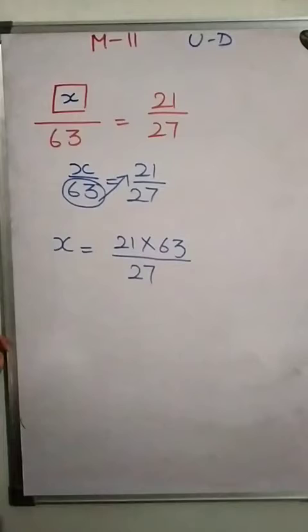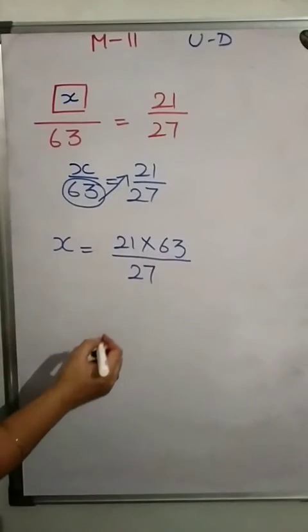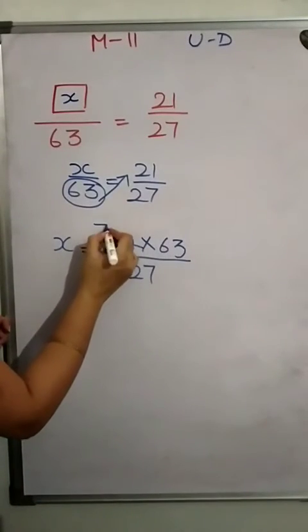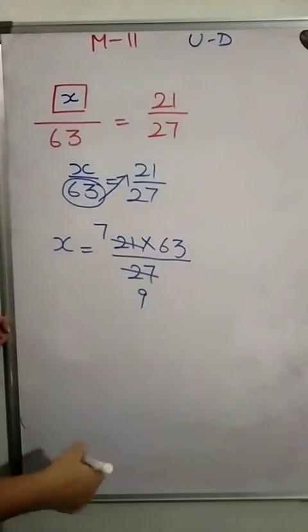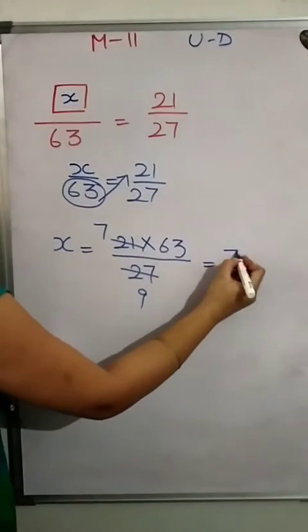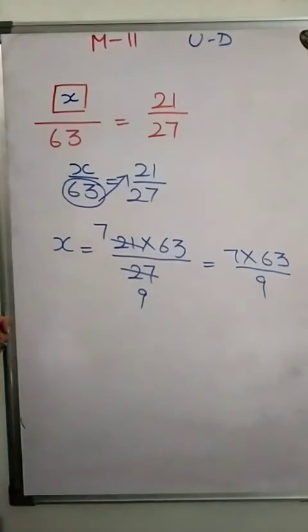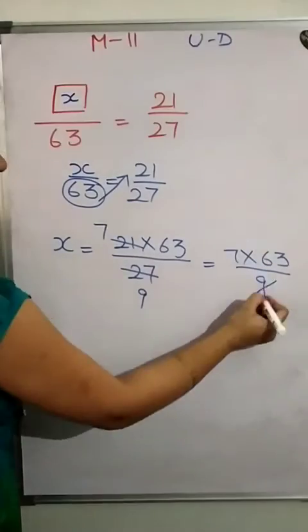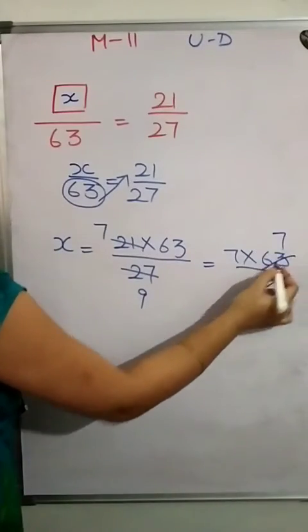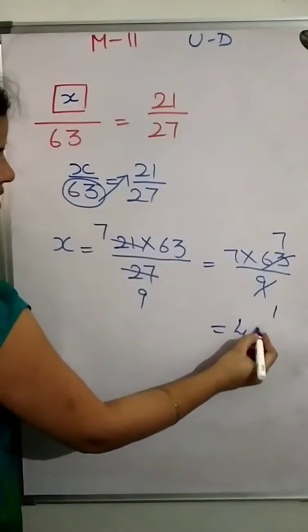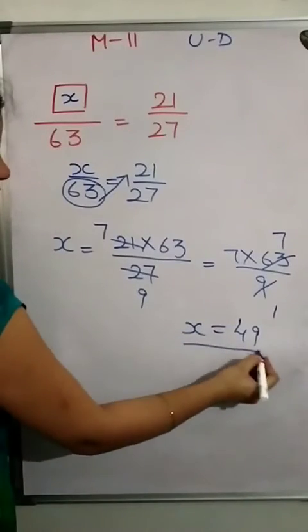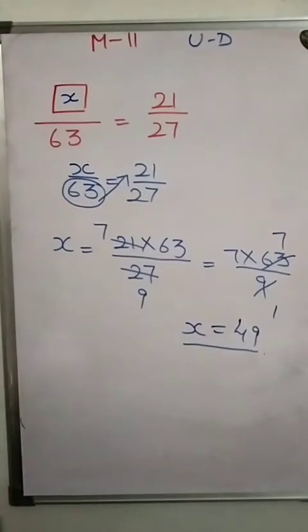Now can we cut? Yes, we can cut. If we cut them, 3 9s. Then further also we can cut. First you write down the number. We can cut: 9 is a 9, 9 7s are 63 and 7 sevens are 49. So the value of x is equivalent to 49. So in this way you can solve.